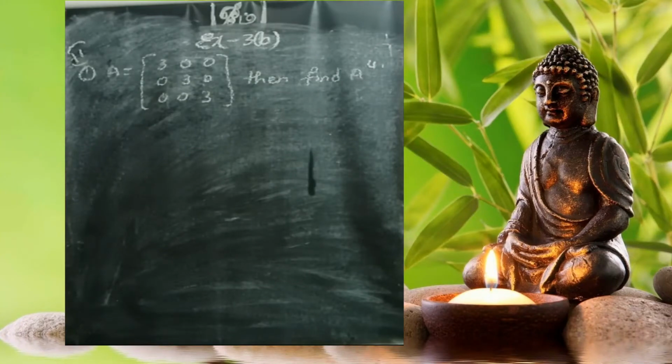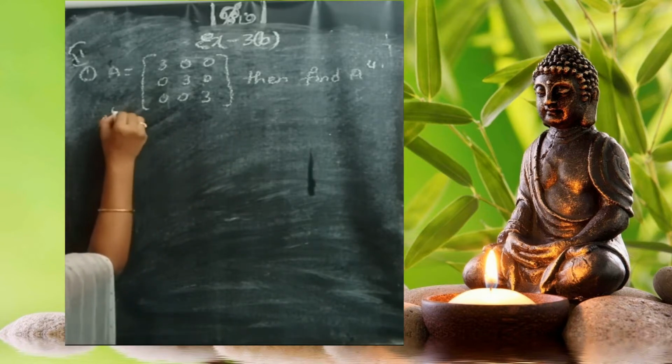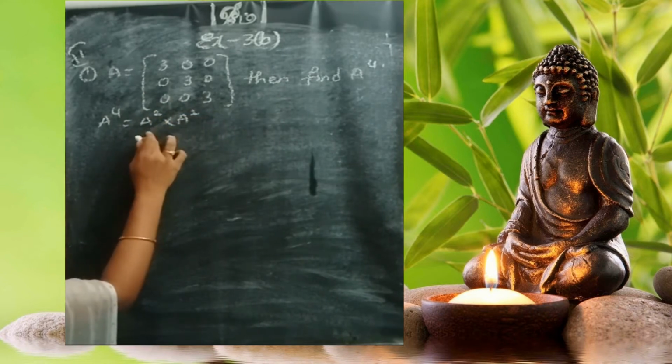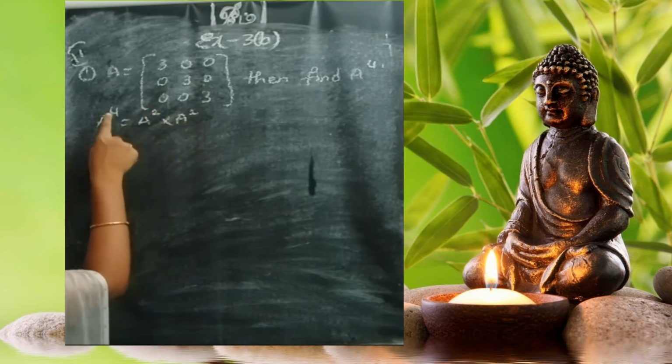In the previous section we learned the first exercise of problems on exercise 3B. Now we'll go for the second exercise, first problem. Here they have given one matrix and asked to find A power 4. So A power 4 is nothing but A square into A square. A power m into A power n equals A power m plus n. Here 2 plus 2 equals 4.